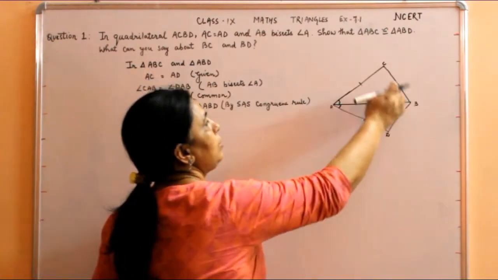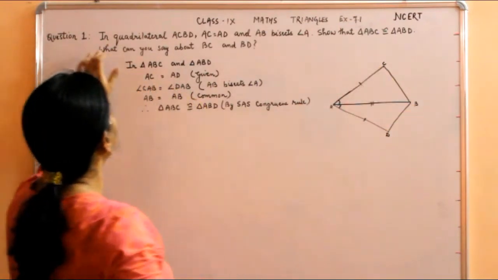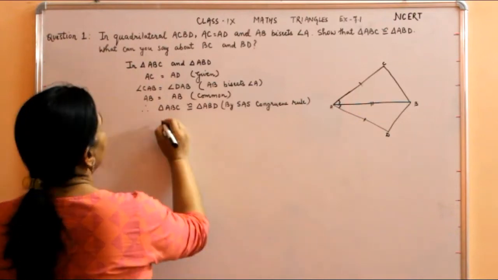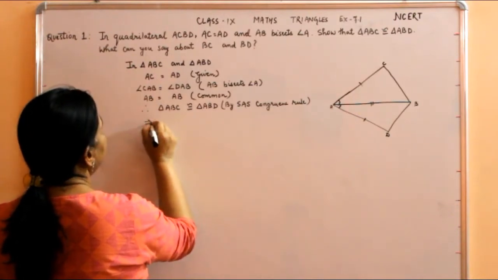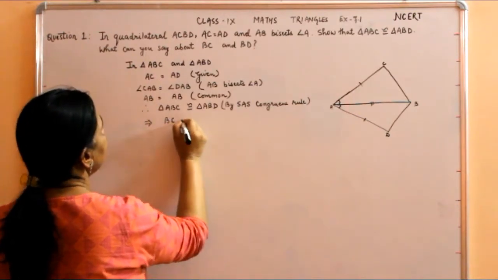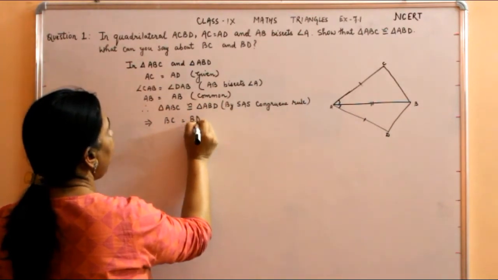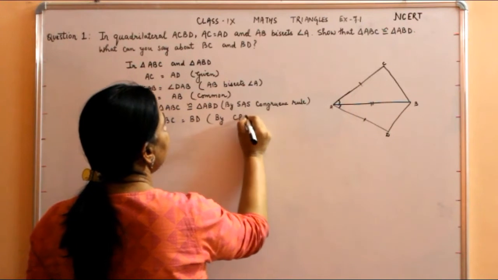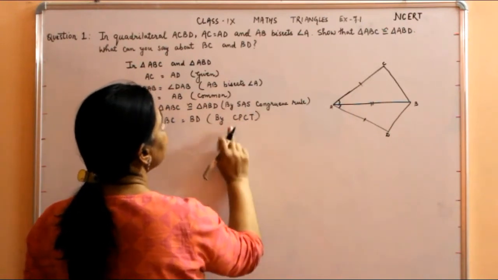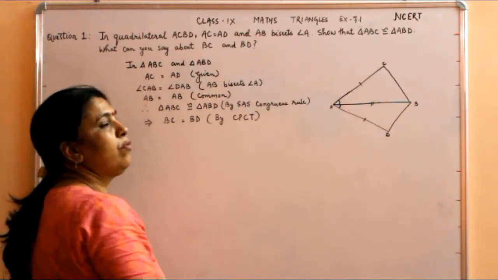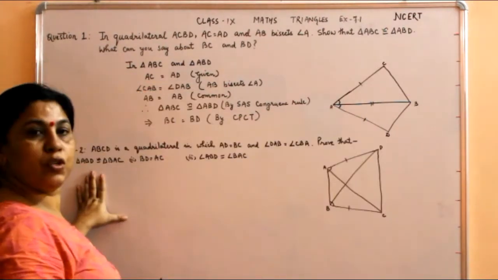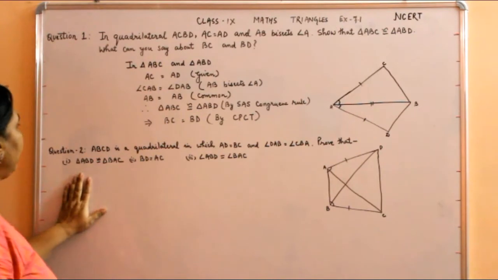So BC is equal to BD. The question is, what can we say about BC and BD? So this implies BC is equal to BD. How? By CPCT, that is corresponding parts of congruent triangles. Now coming to question number 2.